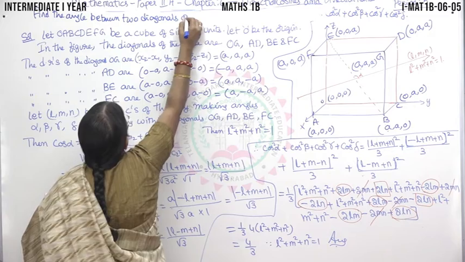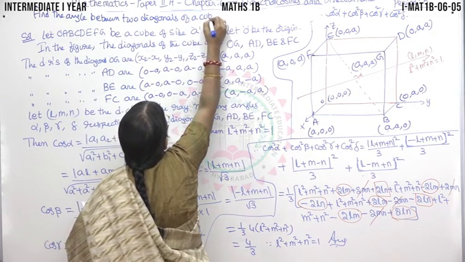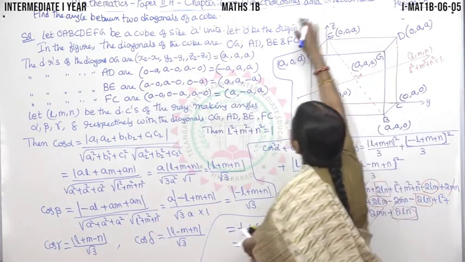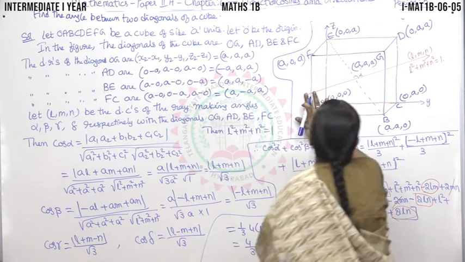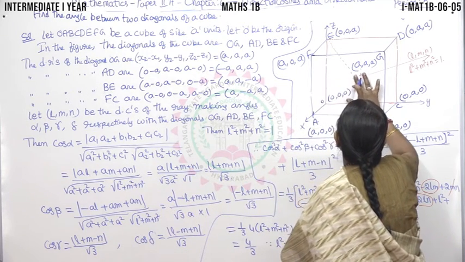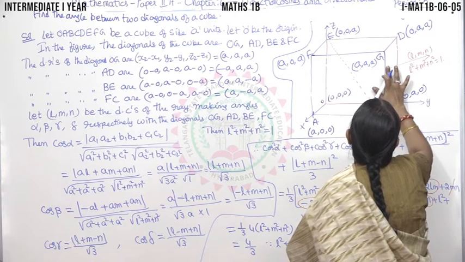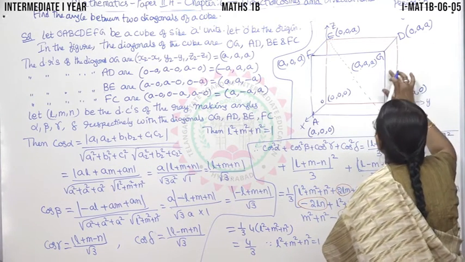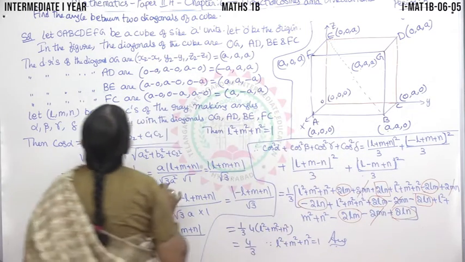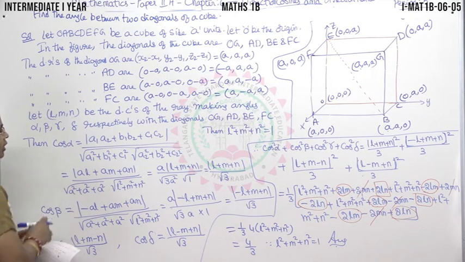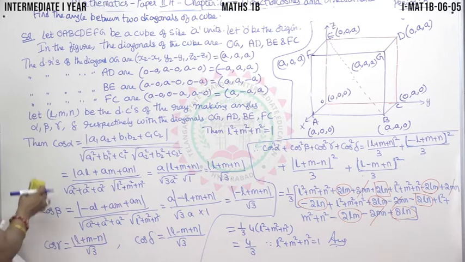Two diagonals of a cube. So this is the problem. What we do is, we'll just take the same figure. Again you draw the same figure. You don't need this ray now. So this is the figure. So you take any two diagonals here. All 4 diagonals are not necessary. Any 2 diagonals are enough.